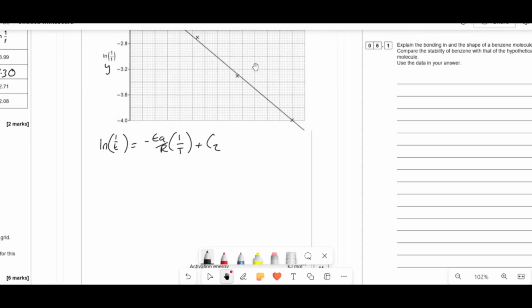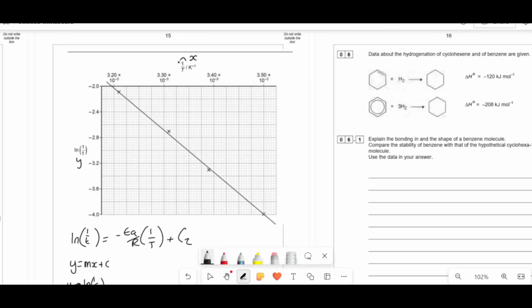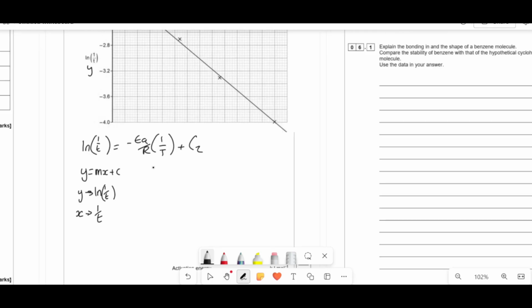Now, every single straight line in the universe will follow y equals mx plus c. Every single one. Where y is the y-coordinate, x is your x-coordinate, m is the gradient, and c is your y-intercept. So all you need to do is compare your graph to this. In our graph, our y has become ln 1 over t, and our x has become 1 over t. So we rewrite y equals mx plus c with the ones we have now. Our y is ln 1 over t, and that equals m, the gradient, we still don't know what that is, times 1 over t plus c.